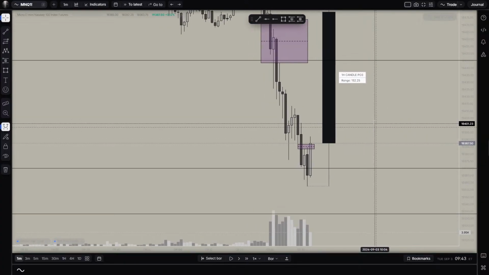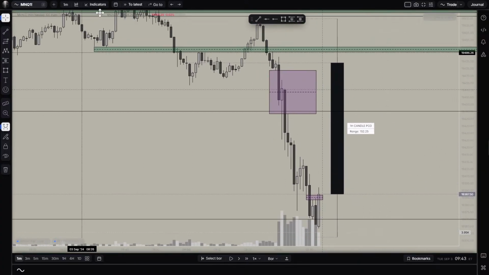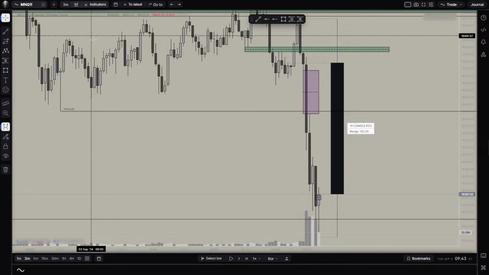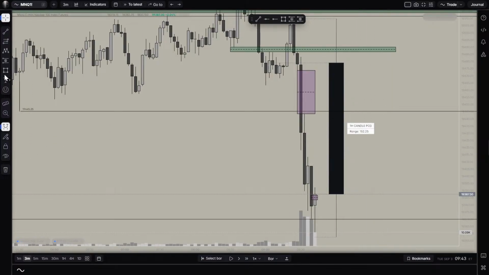Seems good. Closure seems good. We have no fair value gap to the upside, and time is also on our hand. Let's go to 3 minutes. We have this 3 minute gap, right? Let's see how this closes.